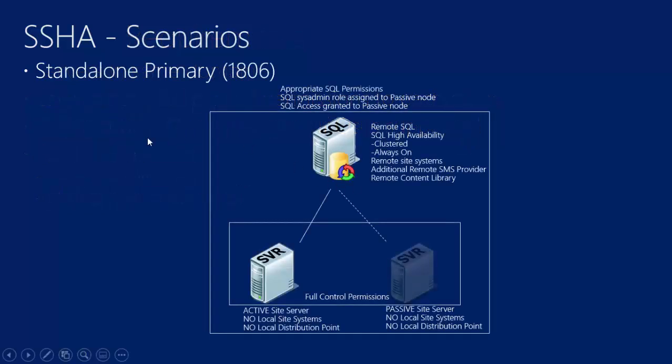So a couple of scenarios, right? The first one, standalone primary. This was introduced in 1806, and I have a few things in this diagram just to help illustrate a couple of things. First, we have our active site server, right? This is a server that has no local site systems, including no local distribution point. Whenever you go through setup, one of the things that will ask is, do you want to install a management point? Do you want to install a distribution point? If you're setting this up from scratch, the answer to those questions should be no.